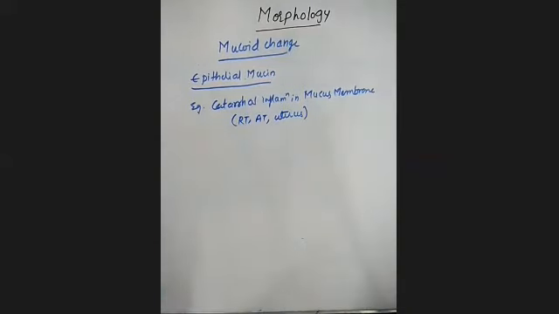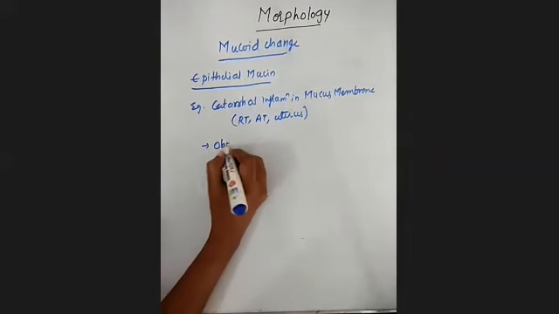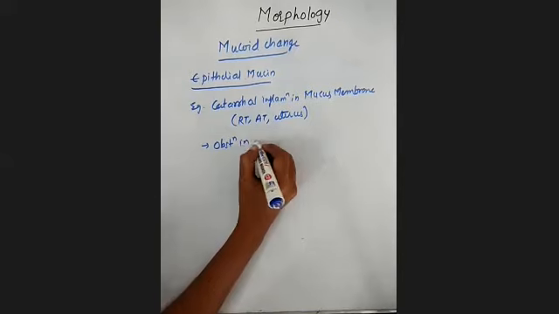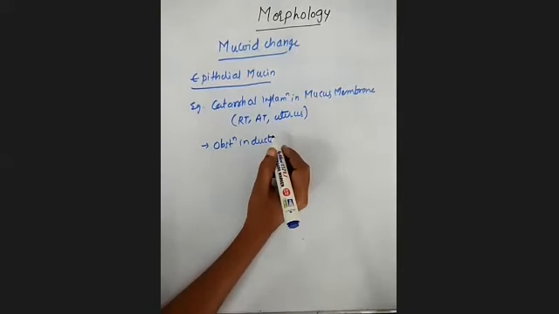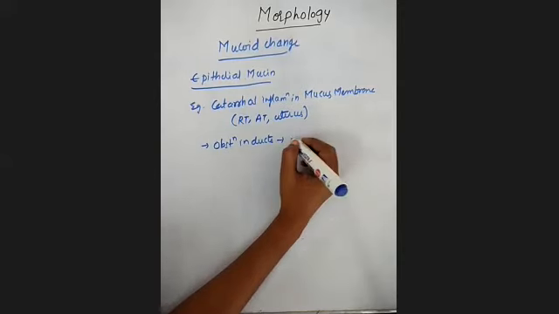Clear? In case of catarrhal inflammation of the mucous membranes, specifically the respiratory tract, alimentary tract, and the uterus. And next, if there are any obstructions in the ducts, whatever mucin is produced, you will call it a mucocele.